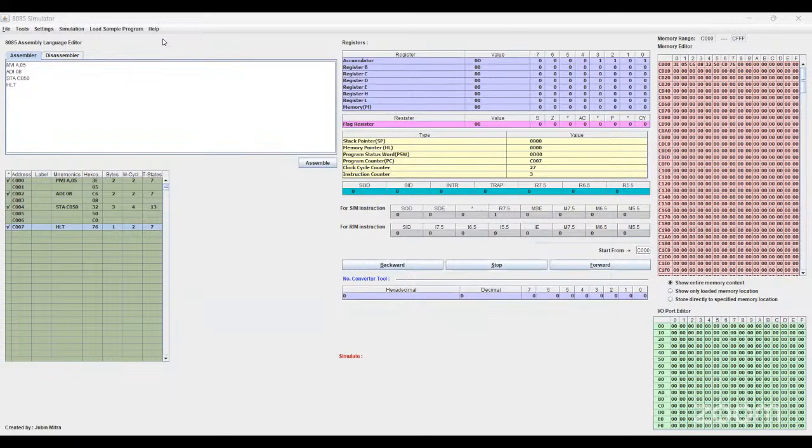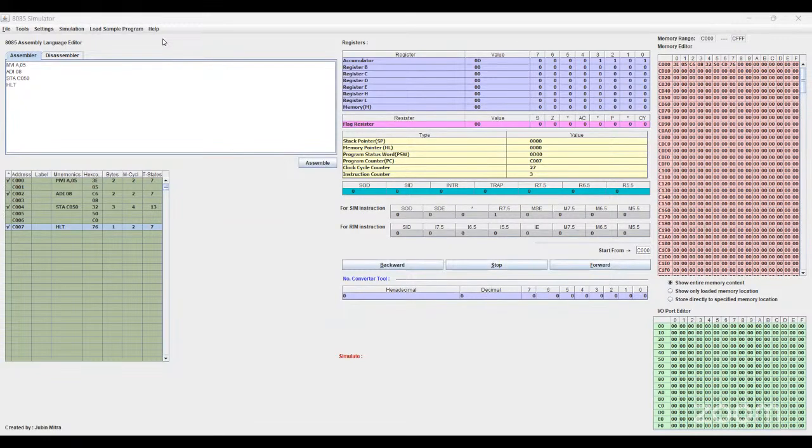Then SBI, subtract immediate from the accumulator with borrow. So an 8-bit data and the borrow, if it is present at that particular time, are all subtracted from the contents of the accumulator, and the result will be stored in the accumulator only. So this is how the SBI 8-bit data works. Next is increment register or memory by 1. So INR A, INR B, INR C: any register contents can be incremented by 1 using this instruction.